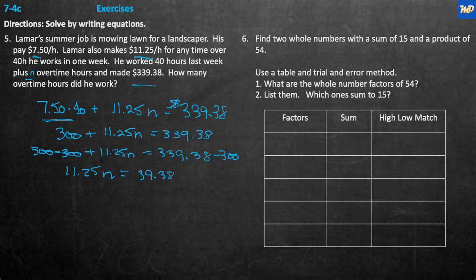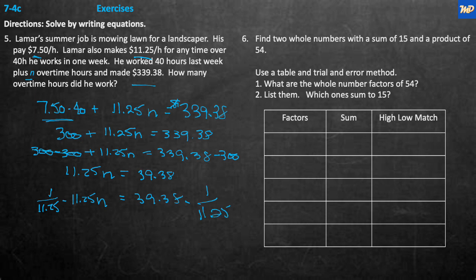is equal to 39.38. Next step is to clear out the coefficient of the variable by multiplying by its reciprocal, and therefore we have 1 over 11.25 times 11.25N, the coefficient here, equals 39.38 times 1 over 11.25.